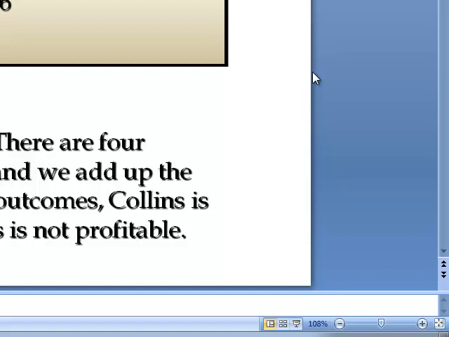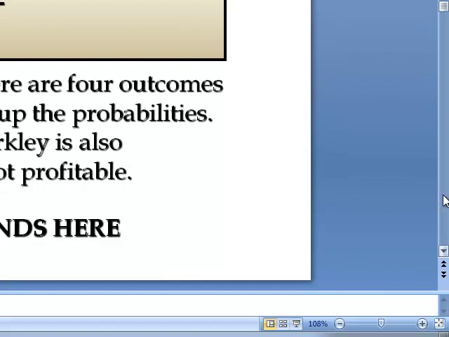Consider the above example and try computing for yourself what is the probability that Collins will be profitable. As you can see, there are also 4 possible outcomes where Collins is profitable. And as you will note, in 3 of those outcomes, Markley is also profitable, but in 1, Markley is not profitable. But that doesn't matter, because we only care about the outcomes where Collins is profitable. And as you will see, there is a 48% chance that Collins will be profitable.